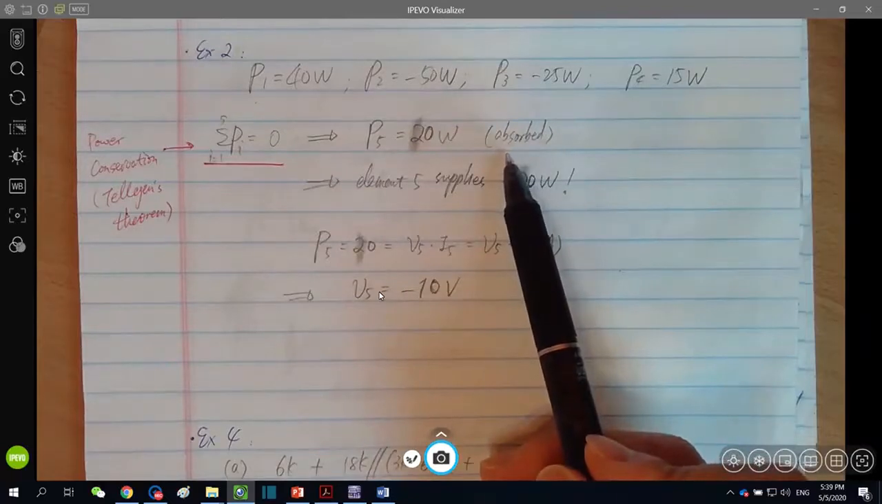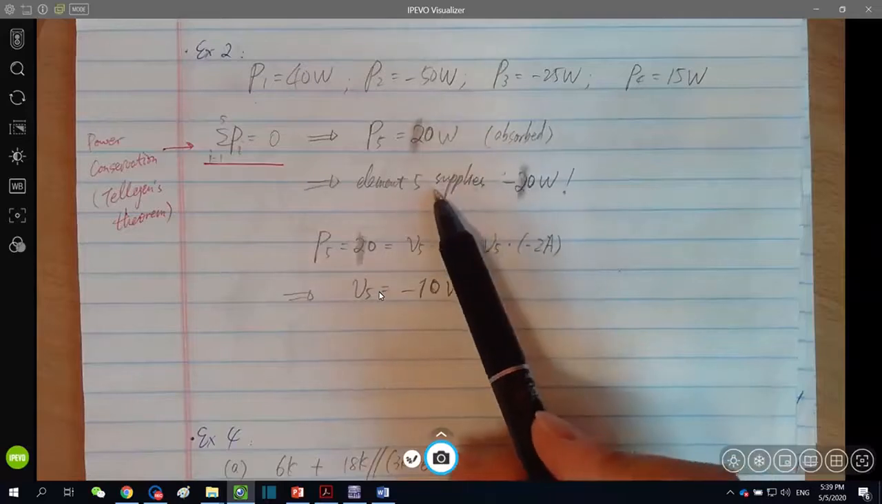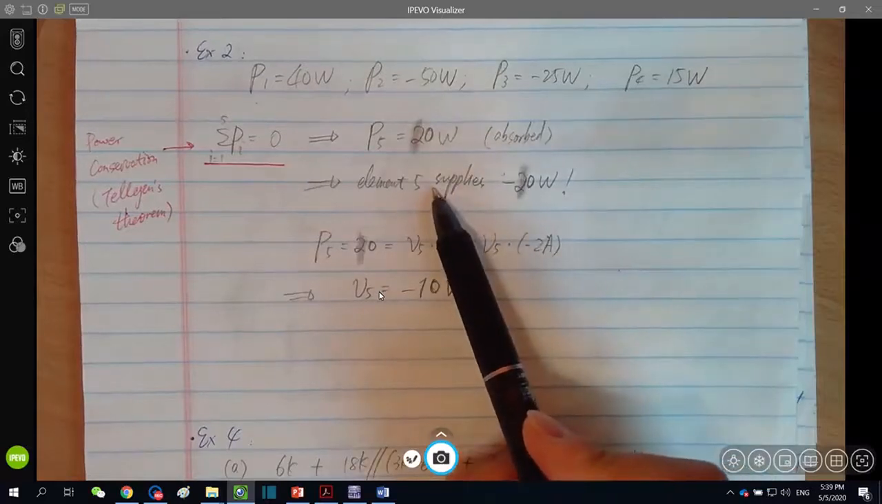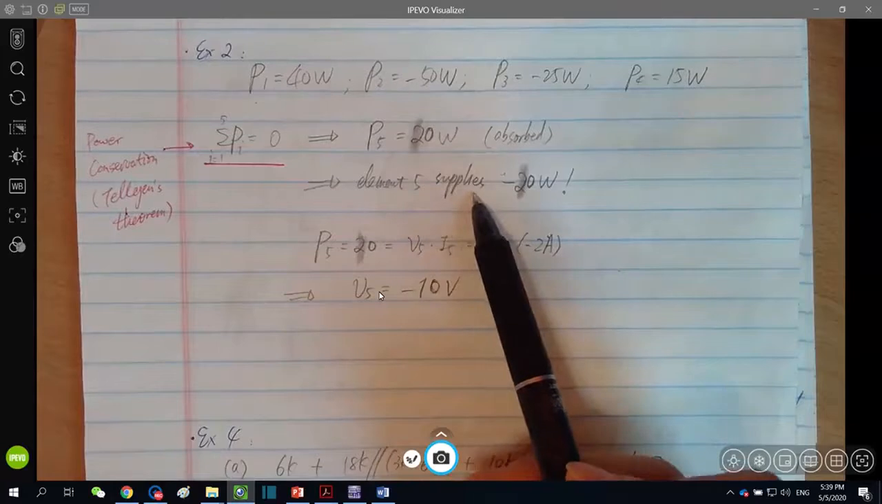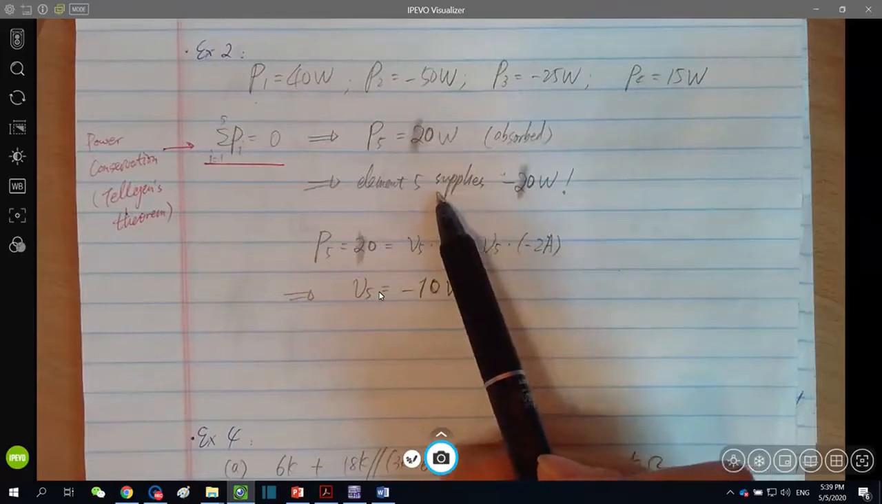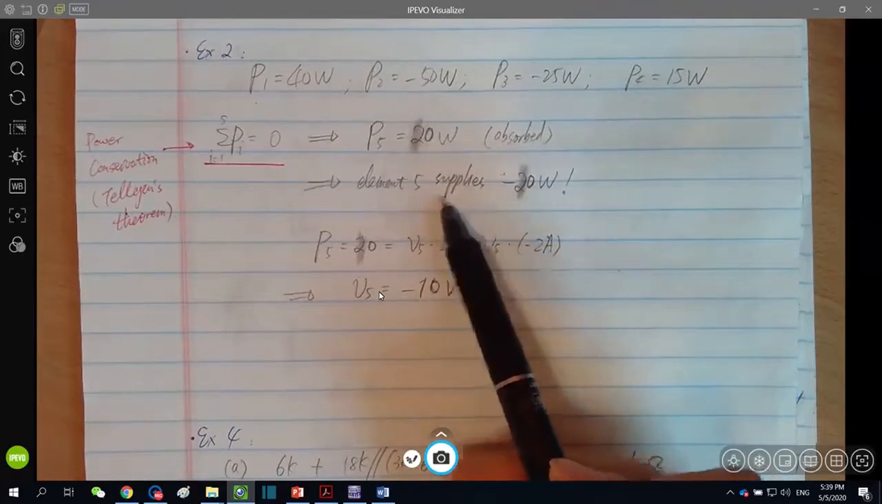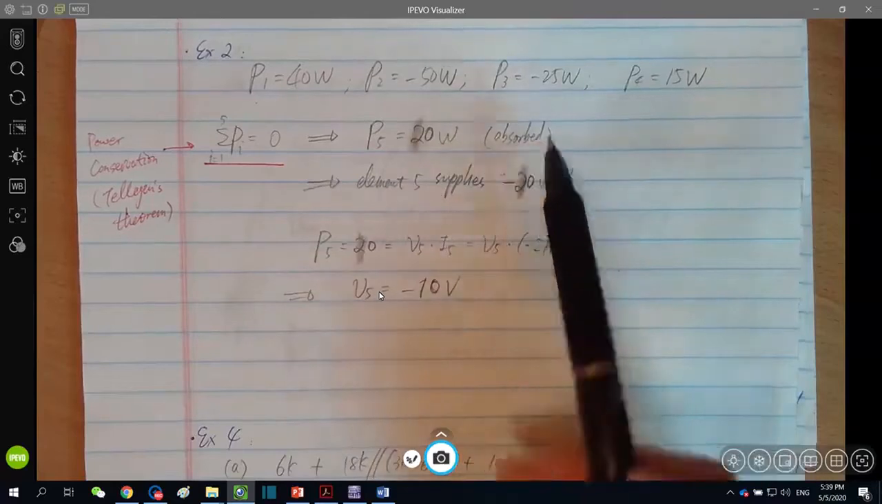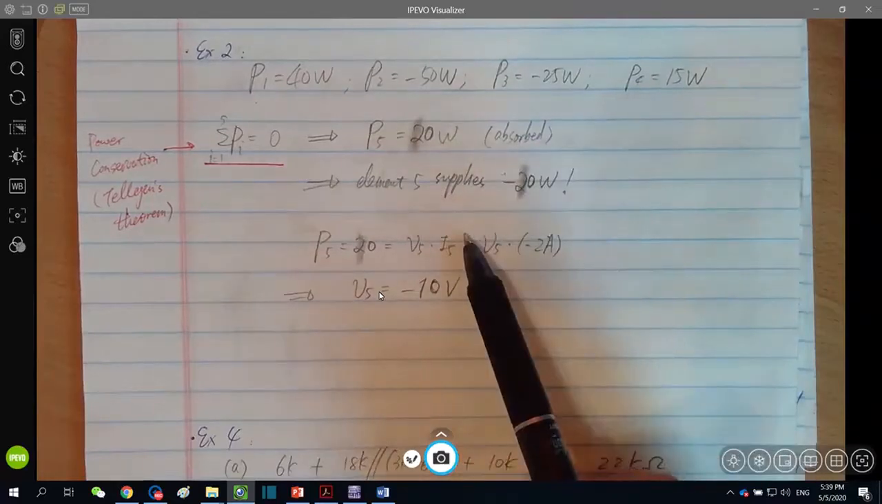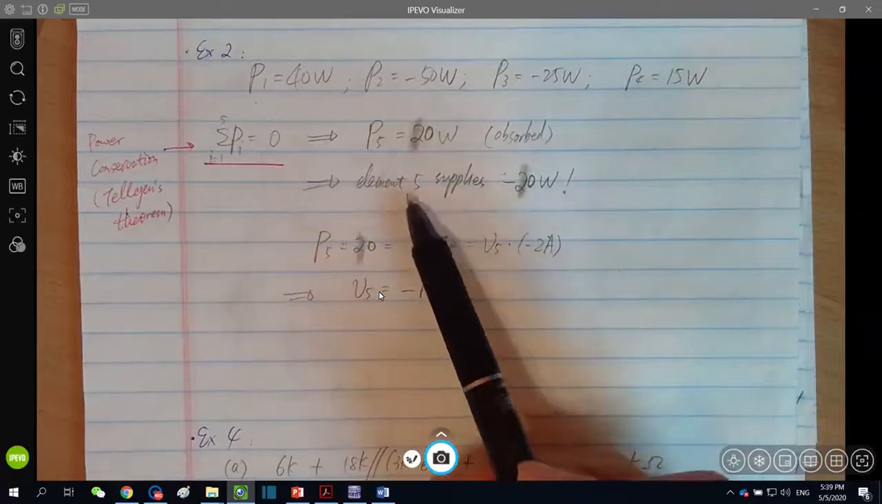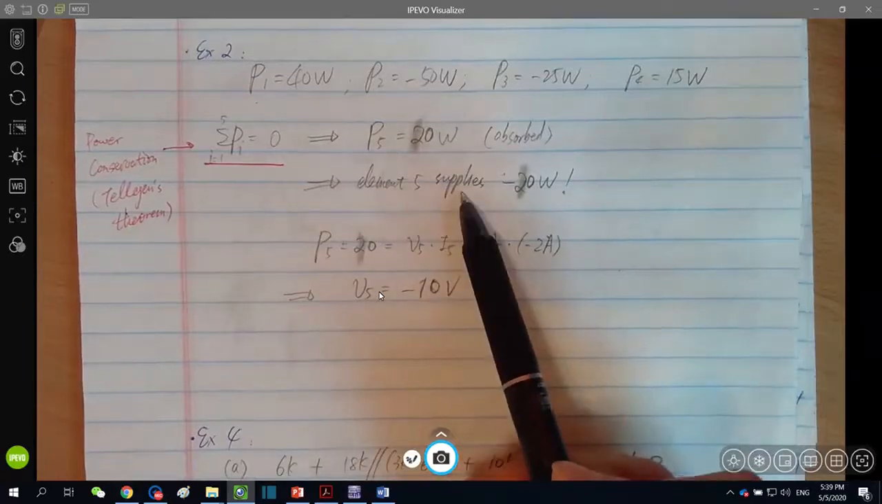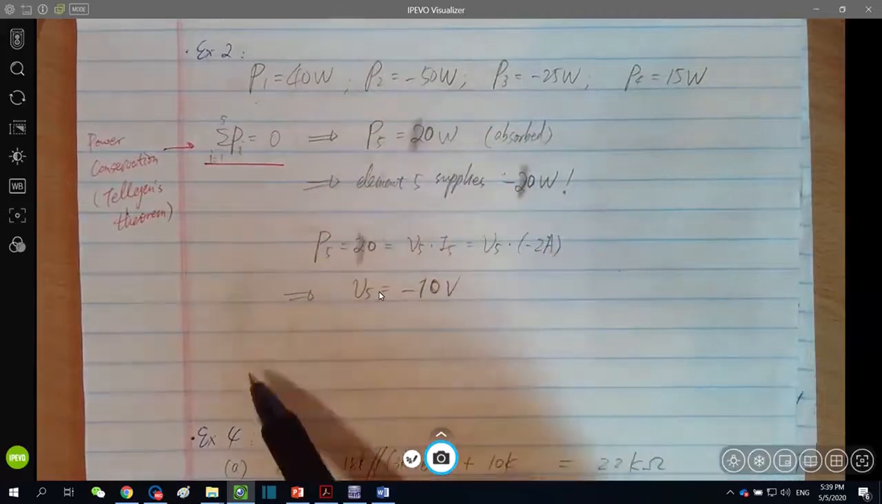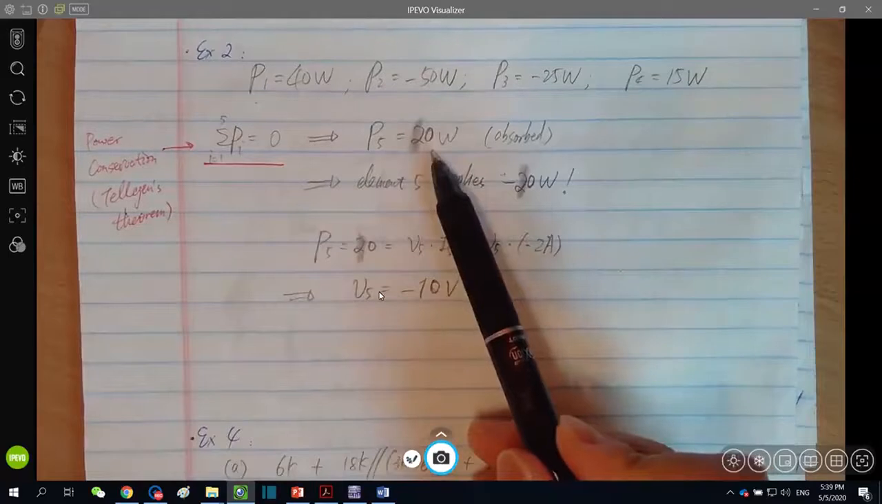However, be careful, the problem we're asking is tricky, I have to admit. However, it's helping you understand the concept better. The question is asking how much power the element 5 is supplying, not consuming. So how should we answer this? We should say 5 is supplying negative 20 watts, which is equivalent to consuming positive 20 watts.